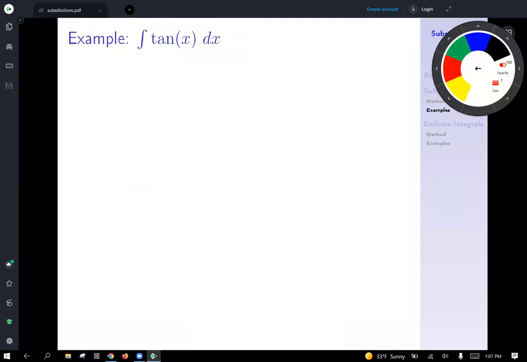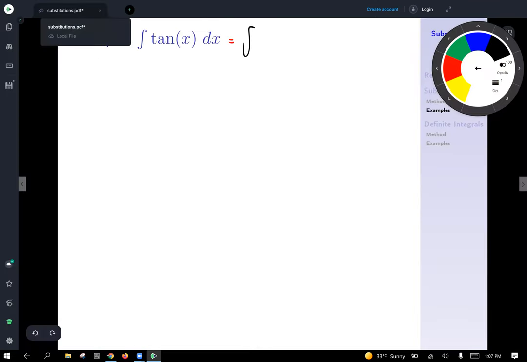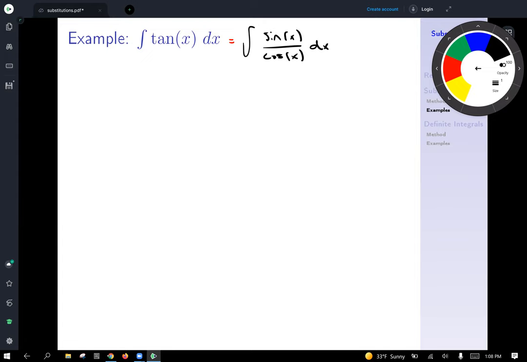So let's try that. Let's take tangent and write it in terms of sine and cosine. So tangent is equal to sine over cosine. Sine of x over cosine of x dx. And we didn't do algebra per se. All we did was apply a known trig rule to rewrite something.